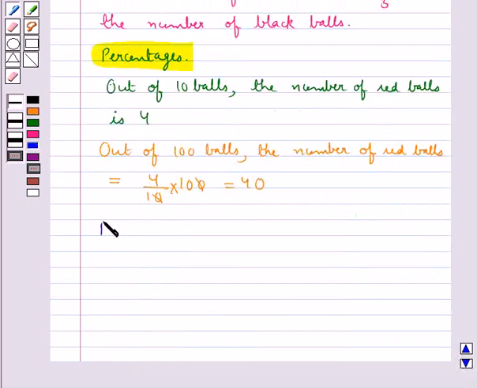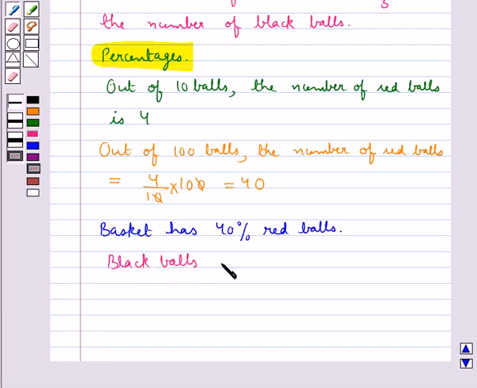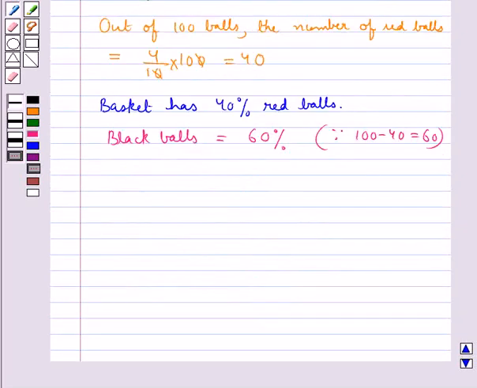So we say the basket has 40% red balls. And the black balls in the basket are equal to 60%, since we have 100 − 40 = 60. So this is how we can compare two quantities using ratios and percentages.